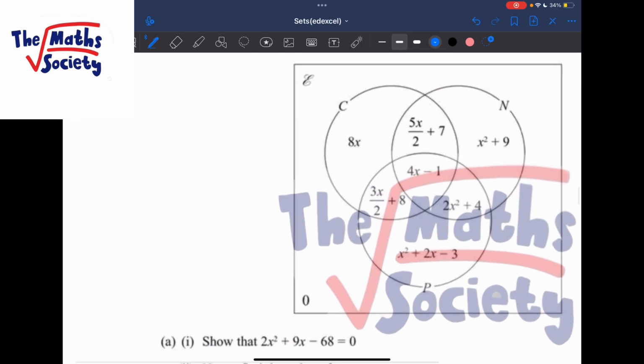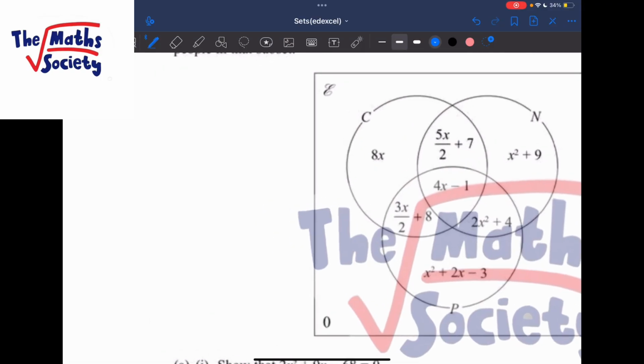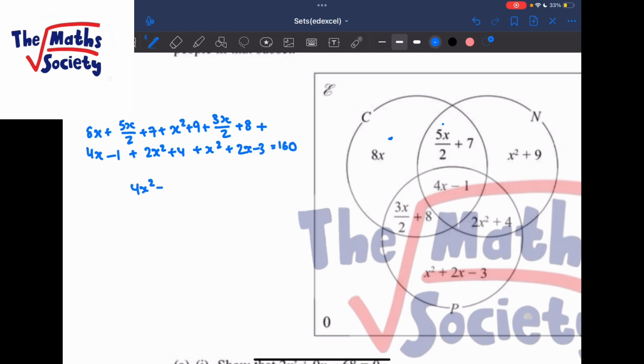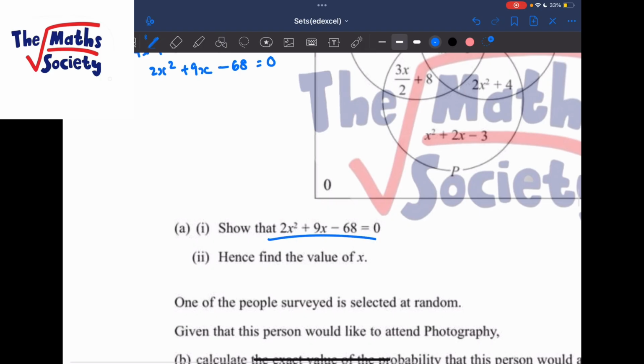It says to show that 2x squared plus 9x minus 68 equals 0, which means you have to add everything together. Basically, you add all of these together, which has to equal 160. So that's 8x plus 5x by 2 plus 7 plus x squared plus 9 plus 3x by 2 plus 8 plus 4x minus 1 plus 2x squared plus 4 plus x squared plus 2x minus 3 equals 160. That adds up to 4x squared plus 18x plus 24 equals 160, which you can divide by 2 to get 2x squared plus 9x, and 160 minus 24 divided by 2 is 68, so minus 68 equals 0. So 2x squared plus 9x minus 68 equals 0.